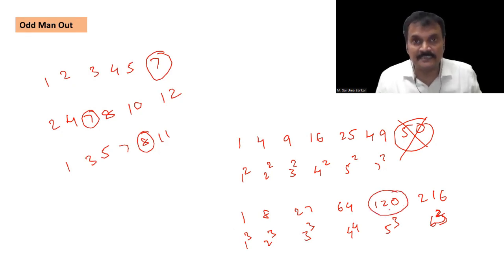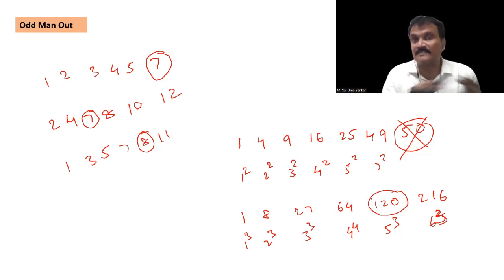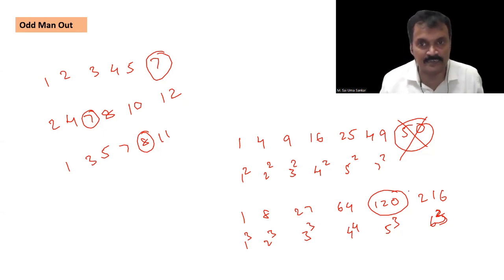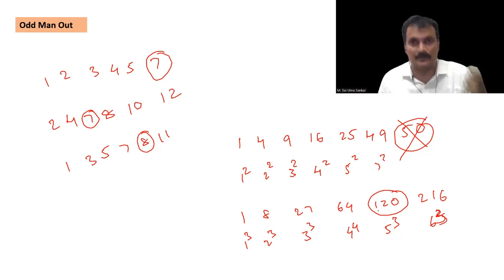That means this number is different from other numbers. That means this number is the odd one. Or this 120 does not follow that sequence. So what is the answer? Answer is equal to 120.